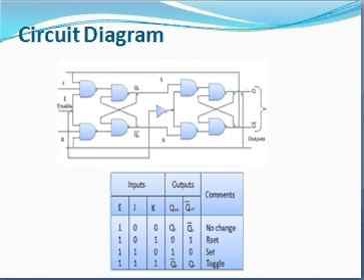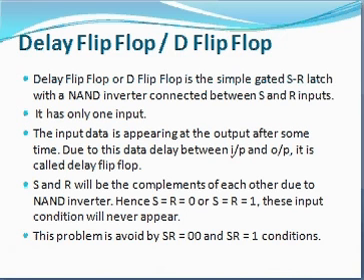This is the logical circuit diagram of a JK flip-flop, and here is the truth table. Whenever the K input is active, the output is reset, and when J is 1, the output is set. When both J and K are 1, this condition is known as toggle, that is, the output toggles due to this input condition. And the next one is the delay flip-flop, also known as the D flip-flop.